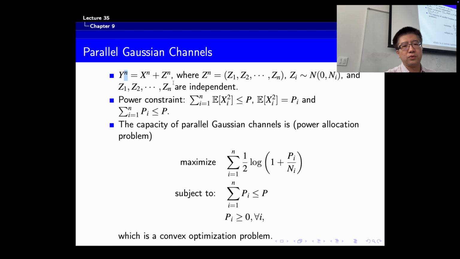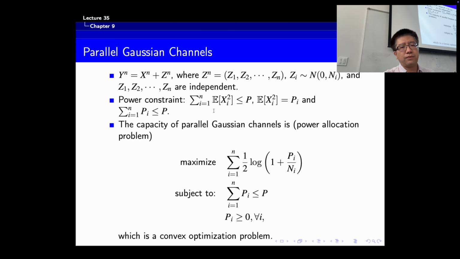The difference compared to before is that now we have a total power constraint. The sum of the power for all of the channels has to be less than or equal to P. Before, we had Pi for each individual one, so it had to be less than or equal to Pi.